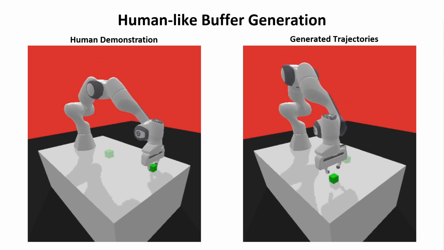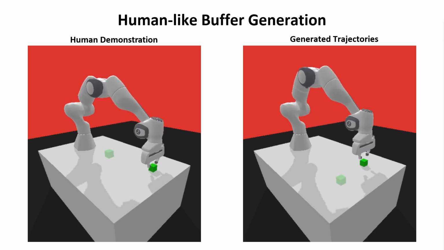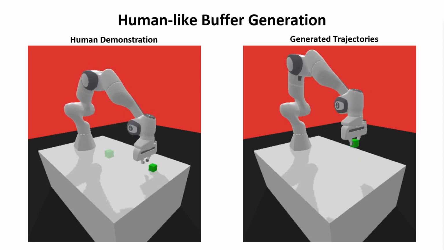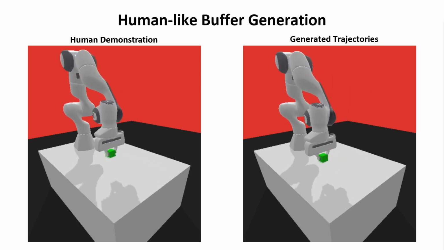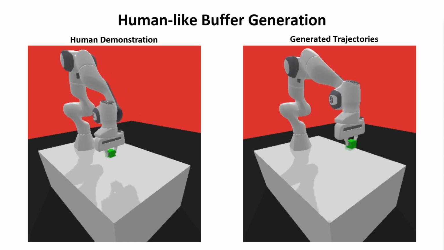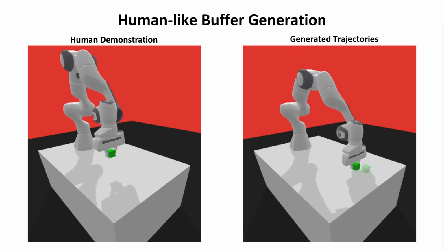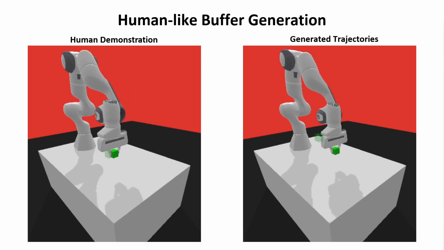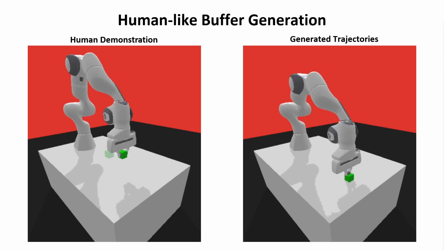Successfully generated trajectories are then used to populate an additional human-like replay buffer, which we initialize with 5,000 trajectories. During training, when the DDPG algorithm would sample from the replay buffer, 25% of the sampled transitions are instead pulled from the human-like buffer, allowing the agent to learn from the human demonstration.